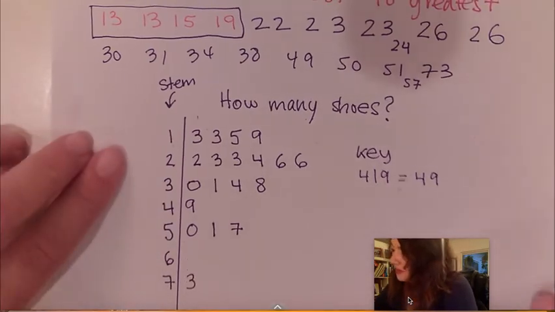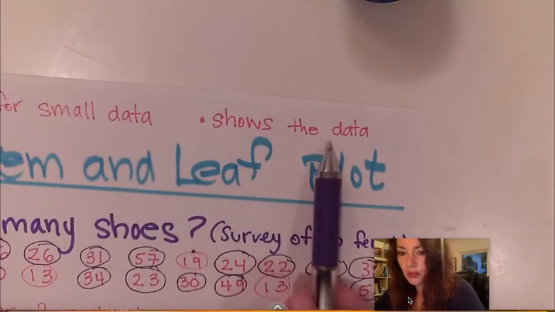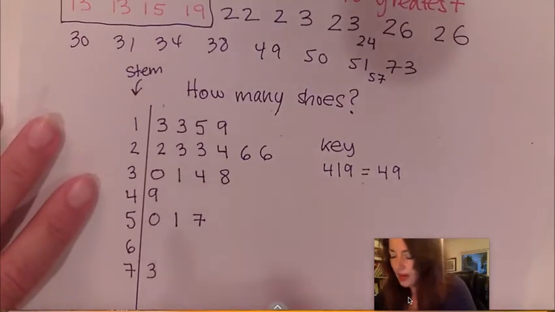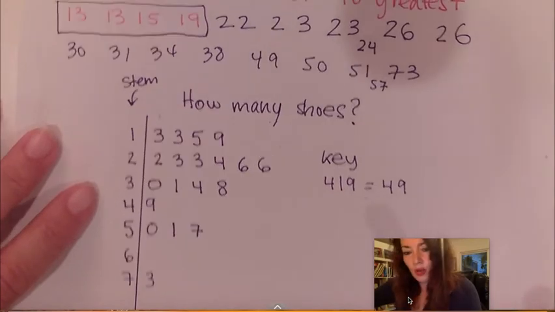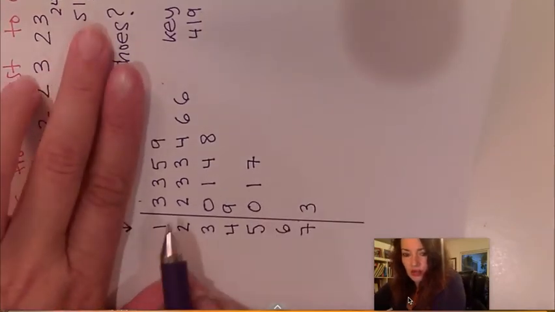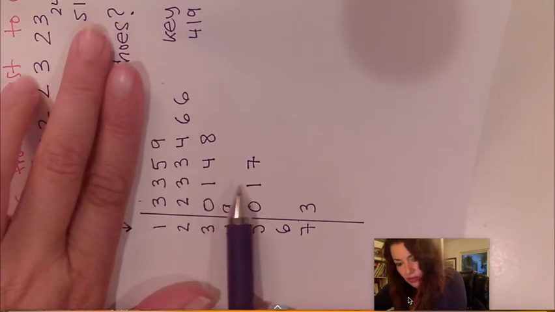Now, the nice thing about stem and leaf plots is that you can see the data. You know exactly what your numbers are. You can look at them, and you can also look at the shape. How would I look at the shape? Well, if I flip this horizontally like this, it almost looks like a dot plot. You could see that most of the data is on the left, and then there's some on the right.